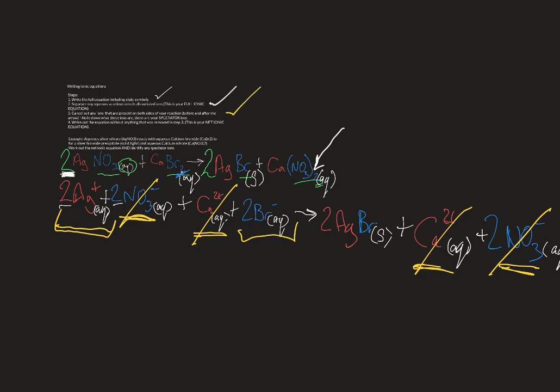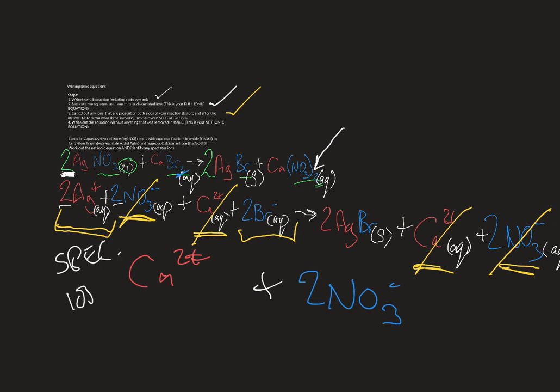Now, here what I might do is note down what I've crossed out. So I might go Ca2+ and 2 NO3-, that's what I crossed out. These are my spectator ions. I might note that down there just because the question has asked for them. Again, I might just put in, as good practice, state symbols here and here.